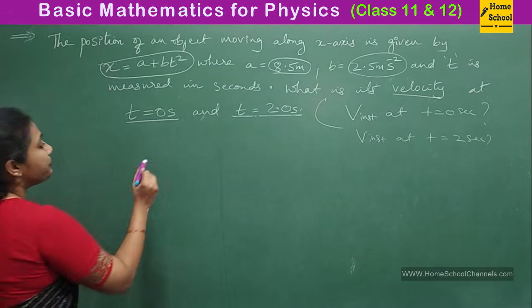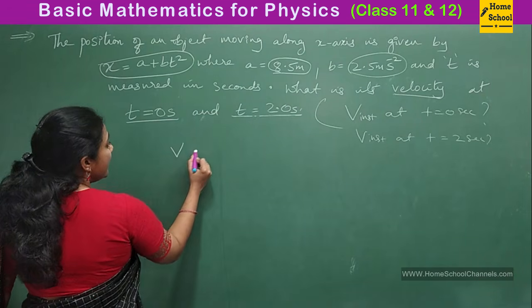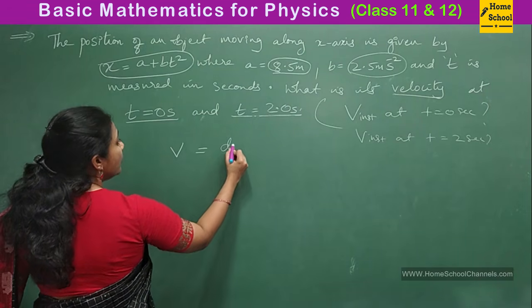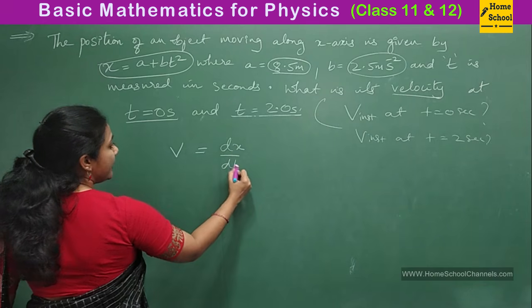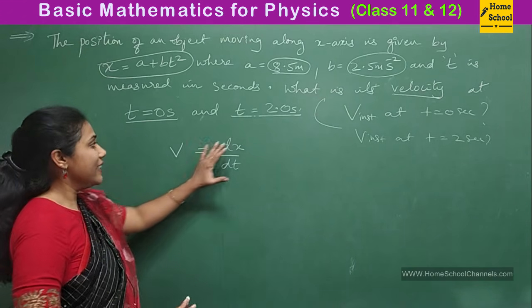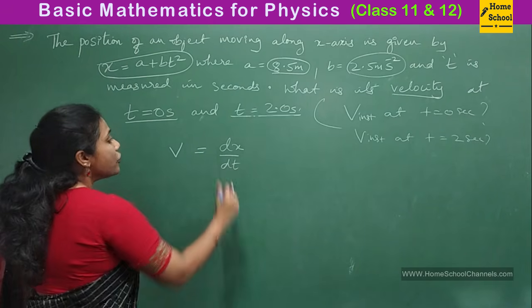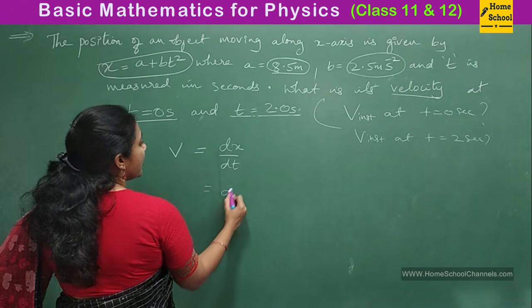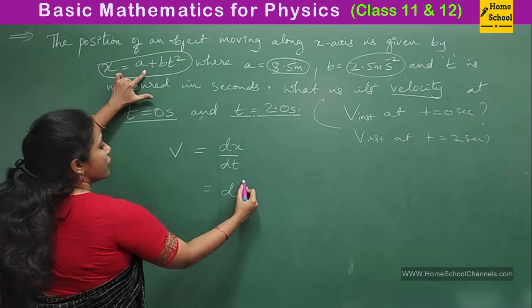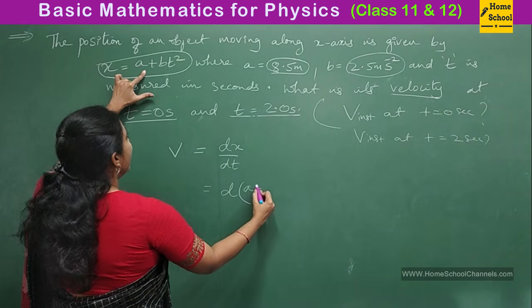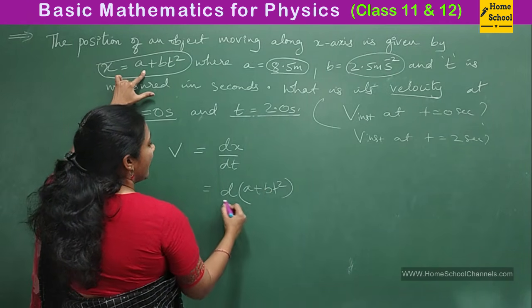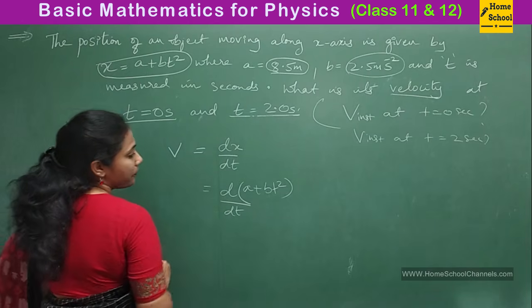So how do you do this? We know instantaneous velocity is equal to dx by dt. It can be represented as dx by dt with the help of differentiation. So what is x here? You have to differentiate x. X is this equation, a plus bt square. You have to differentiate it with respect to time.